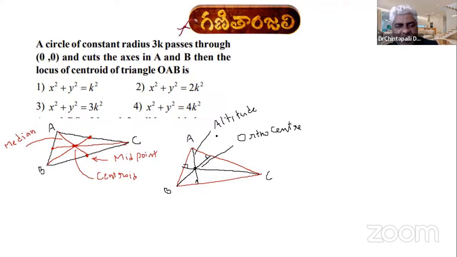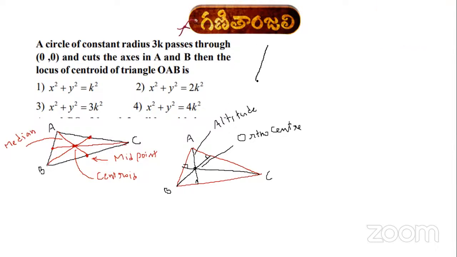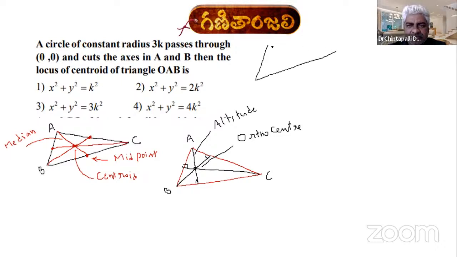The point of concurrence of altitudes is the orthocenter. The point of concurrence of medians is the centroid. Getting me? Students, are you there? Yes, sir. What is the point of concurrence of angle bisectors? Sankiti, can you tell?